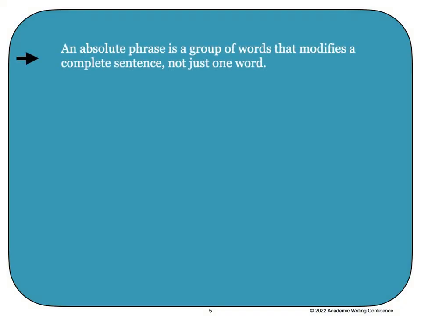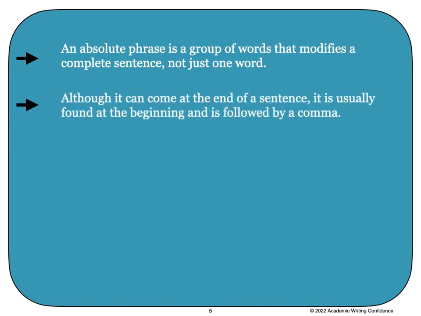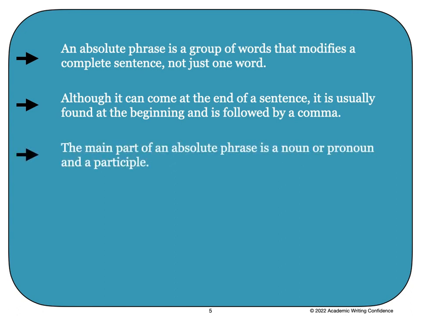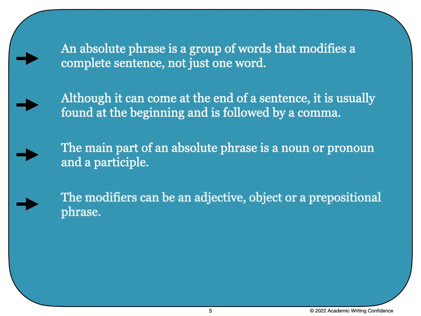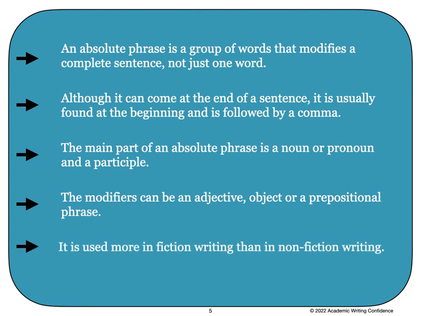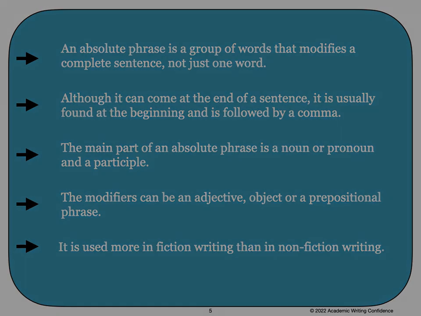Let's review again what an absolute phrase is. An absolute phrase is a group of words that modifies a complete sentence, not just one word. Although it can come at the end of a sentence, it is usually found at the beginning and is followed by a comma. The main part of an absolute phrase is a noun or a pronoun and a participle. The modifiers can be an adjective, an object, or a prepositional phrase. It is used more in fiction writing than in nonfiction writing. However, it can be used in academic writing as well.